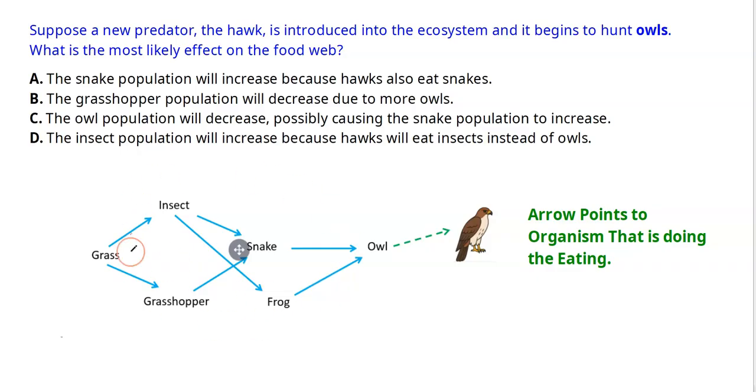We have the same food web here. We just added a new organism or predator, the hawk. So let's read this. Suppose a new predator, the hawk, is introduced in the ecosystem and it begins to hunt owls. What is the most likely effect on the food web?